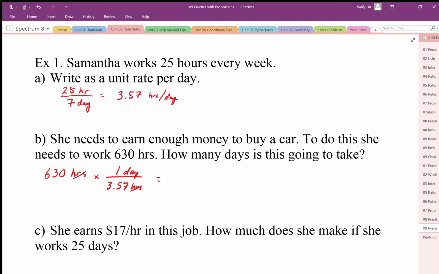630 divided by 3.57, and I'm getting about 176.5 days. And I can see that my units are correct, because that's the units that are left over.